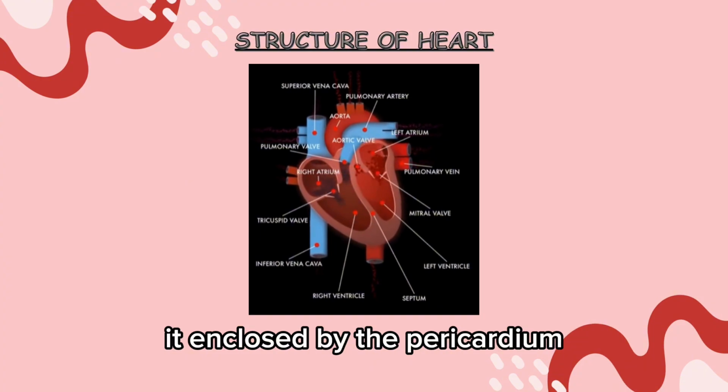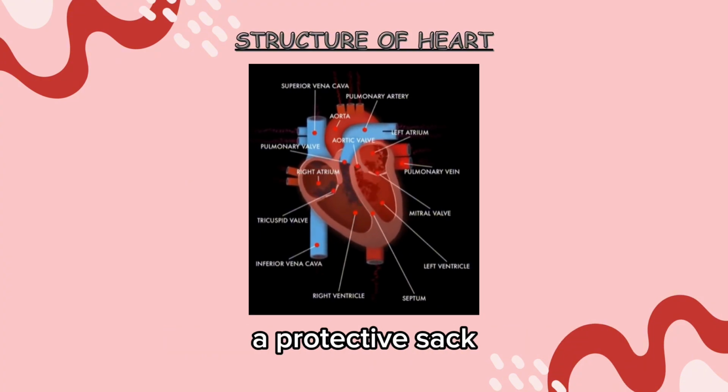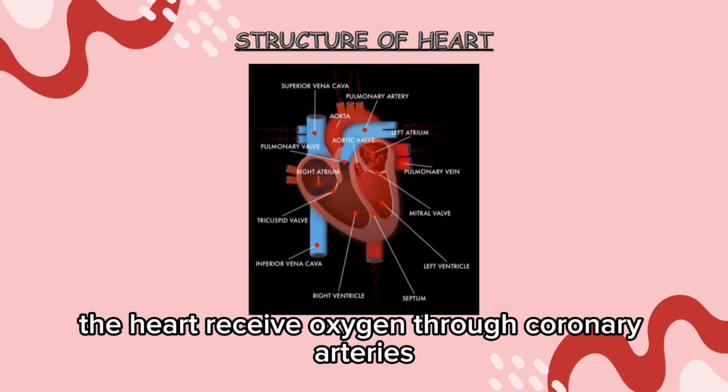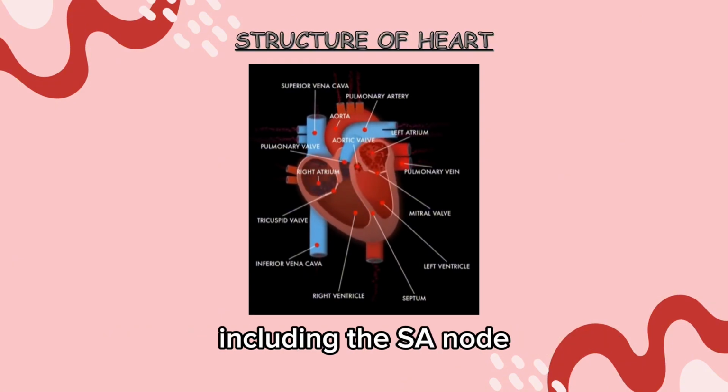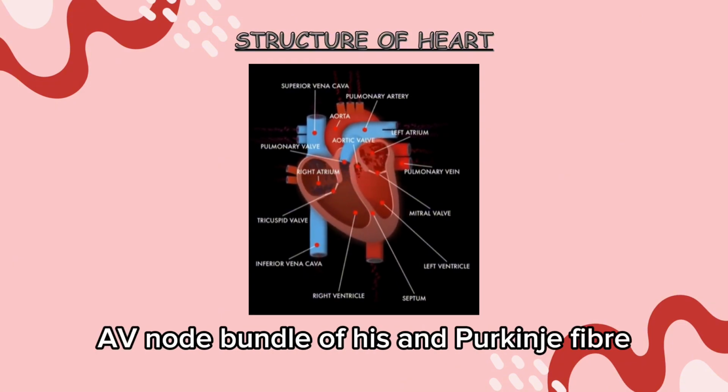It's enclosed by the pericardium, a protective sac. The heart receives oxygen through coronary arteries and beats through an electrical system including the SA node, AV node, bundle of His, and Purkinje fibers.